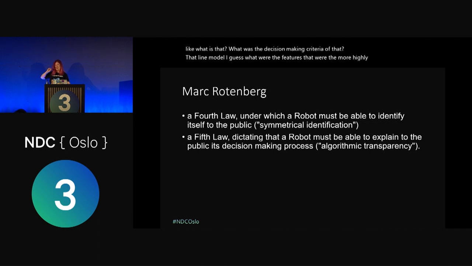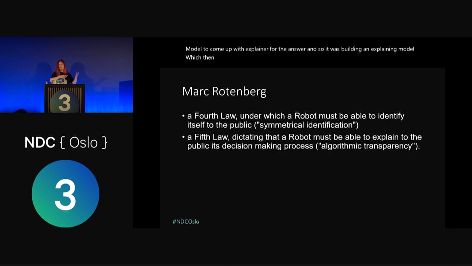I did have a whole other session where I talk about Hitchhiker's Guide to the Galaxy. Have you all read that? In the Hitchhiker's Guide to the Galaxy, the answer to life, the universe, and everything is 42. And it took many millions of years to come up with this answer. But then when they asked it, but what was the question, it said it did not know the question, and it needed to build another model to come up with the explainer for the answer. And so it was building an explainer model, which then took many millions of years and was accidentally destroyed.